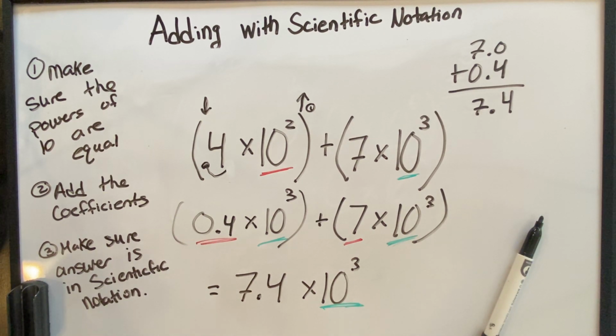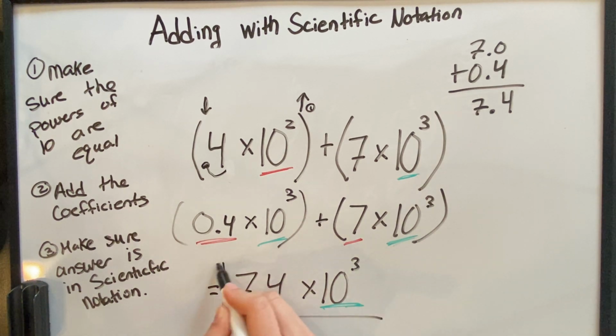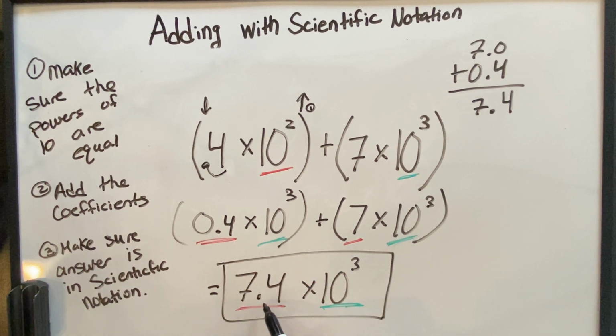Let's make sure my coefficient is in scientific notation. Is my coefficient greater than 1? Yep. Is my coefficient less than 10? Yep. This is my final answer. 7.4 times 10 raised to the third power.